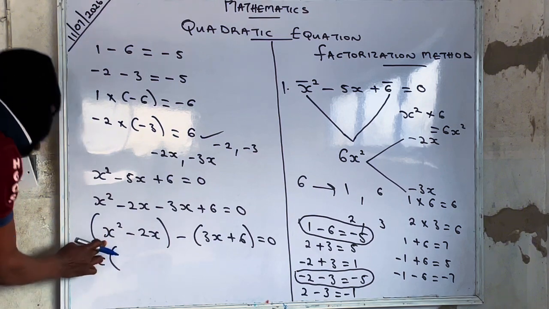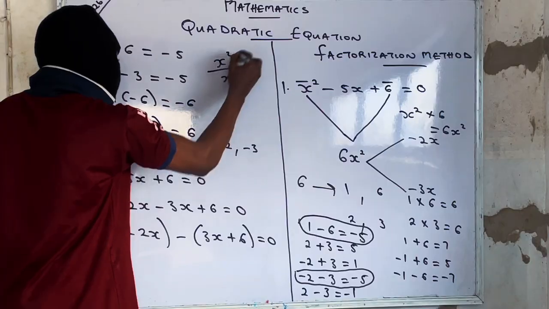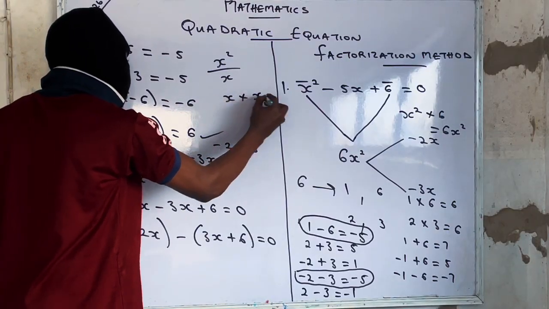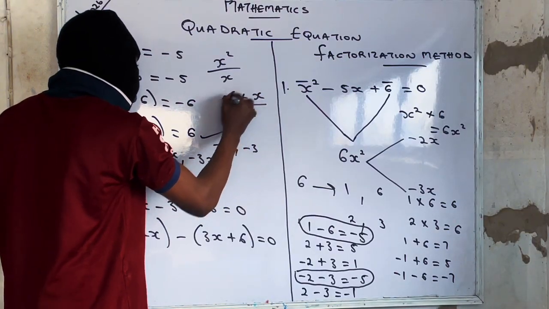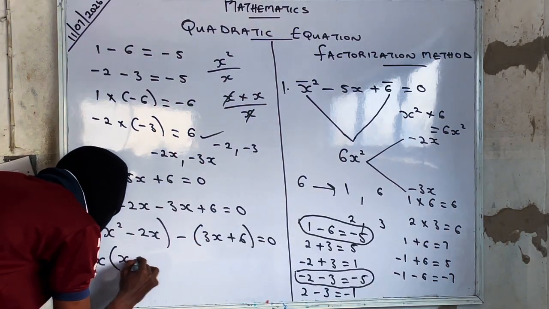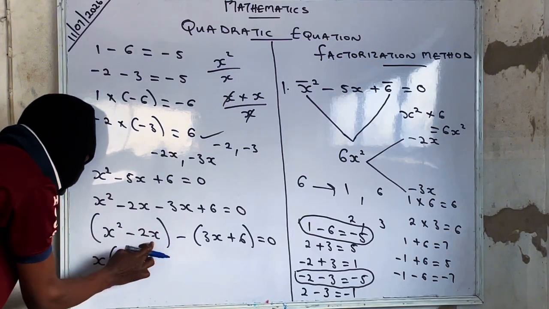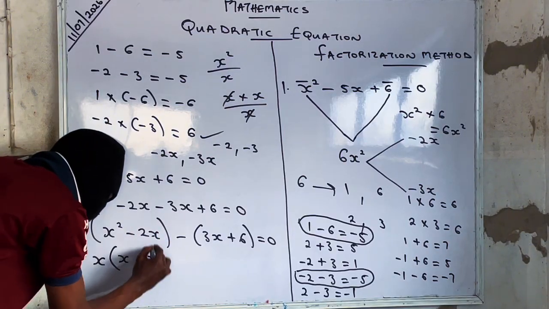Now x in x squared. If you say x squared over x, x squared means x times x, then over x. x cancels x, you are left with 1x. Then put your x. Minus, now x in 2x. If x cancels this x, you remain with 2. Then add your 2.